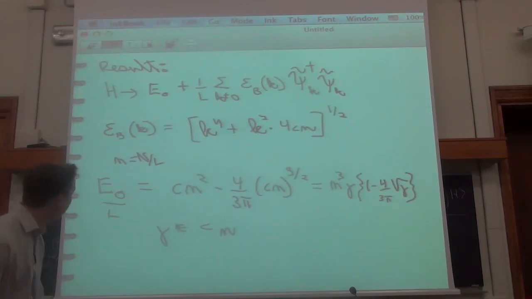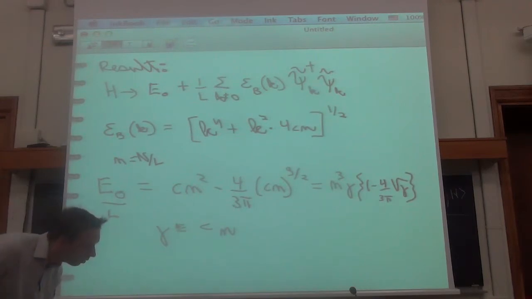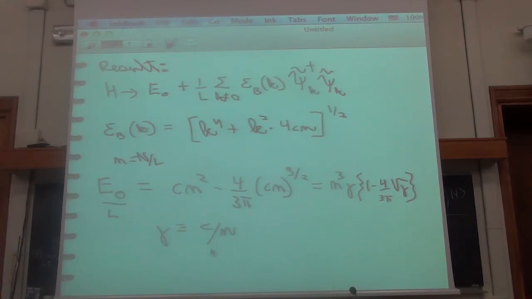Just a few words of comments on this. First of all, of course, the ground state energy has a very different behavior than a fermionic energy.